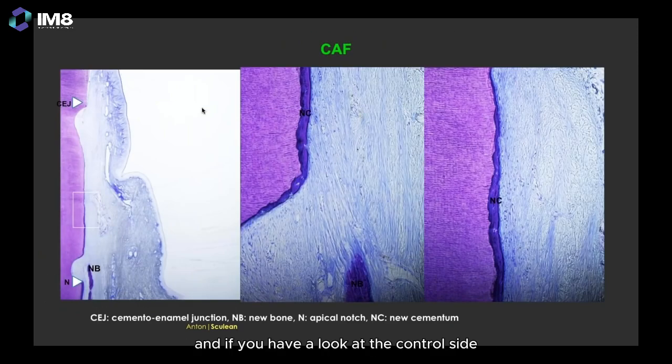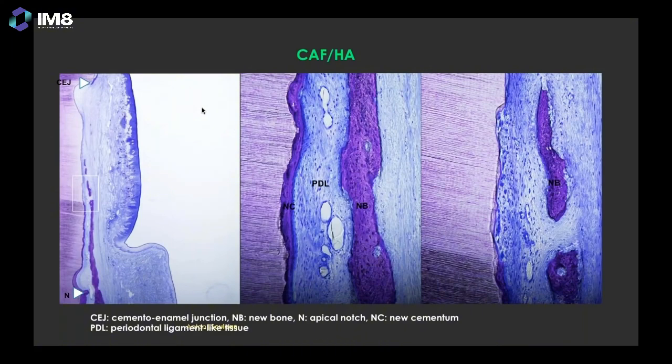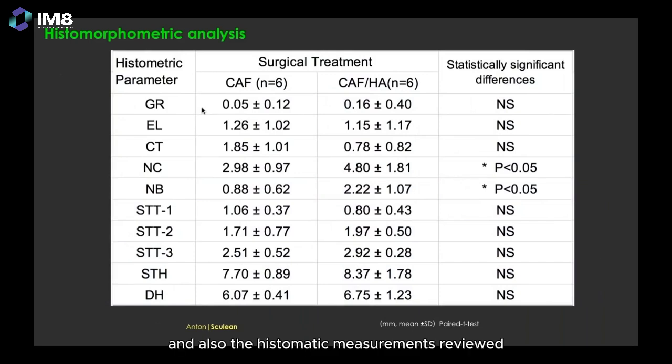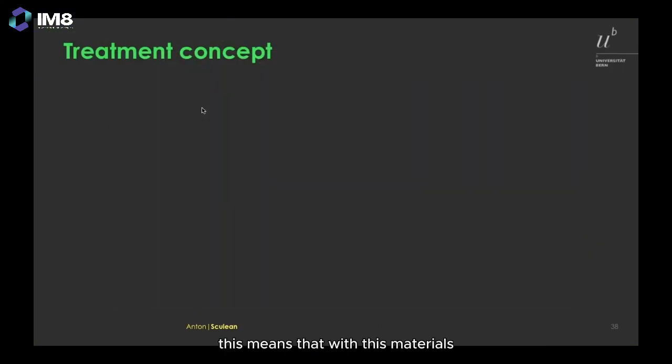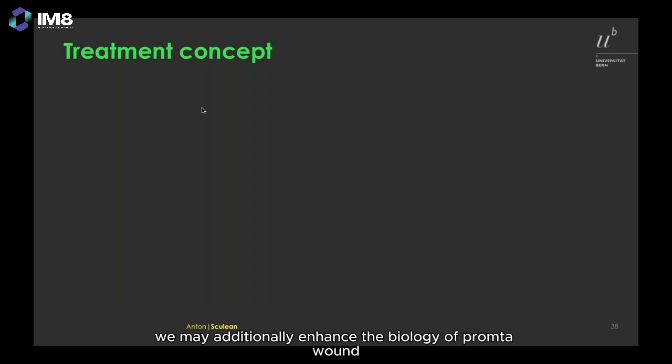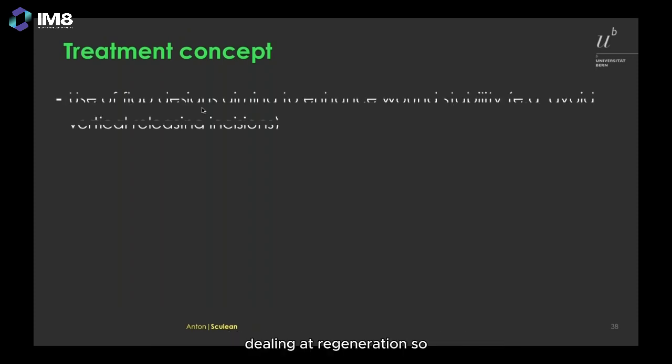And if you have a look at the control side, you see a very little regeneration of periodontal ligament, cementum, and bone, whereas in the test side, the periodontal regeneration involving all three structures was significantly higher compared to the control one. And also, the histometric measurements revealed significantly higher formation of cementum compared to the control one, if you look at the test group. This means that with these materials, we may additionally enhance the biology of periodontal wound healing and regeneration.